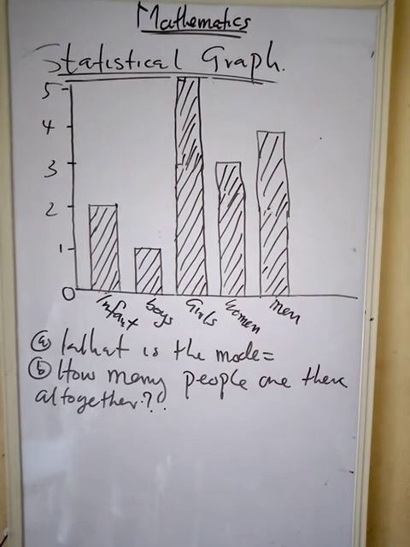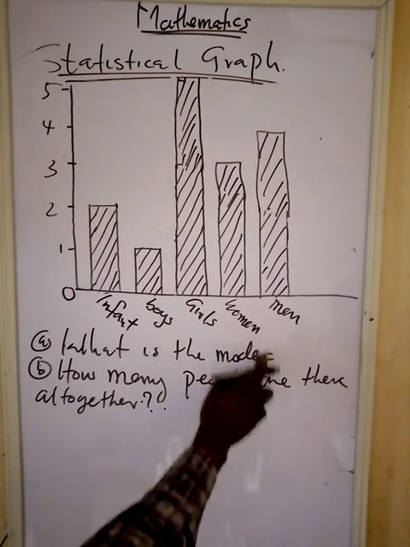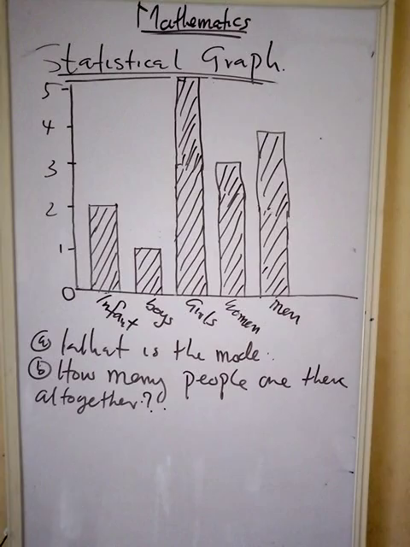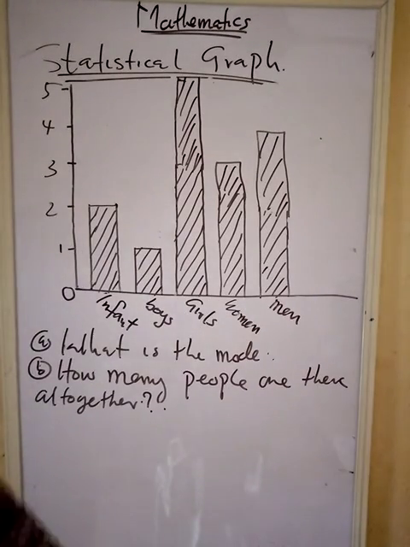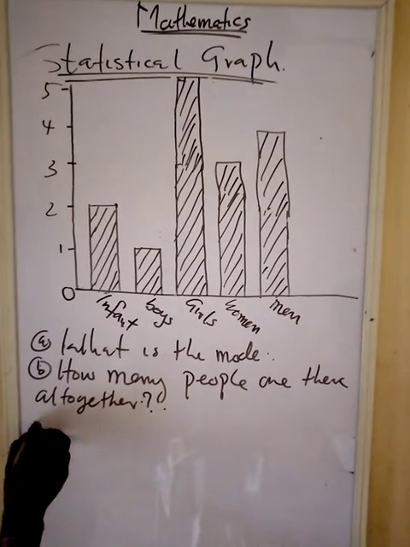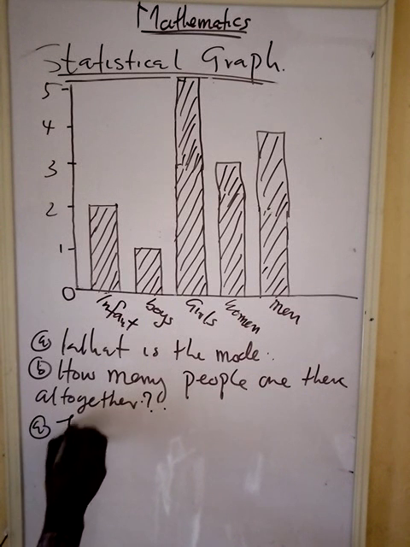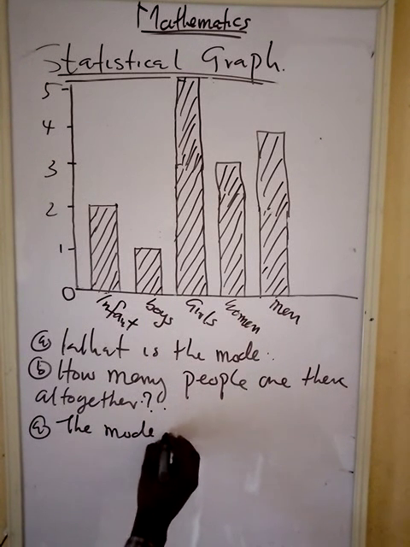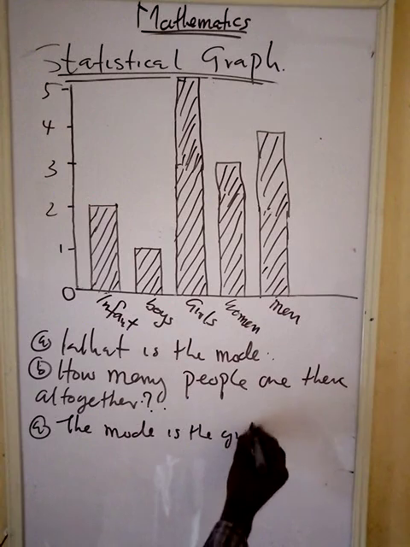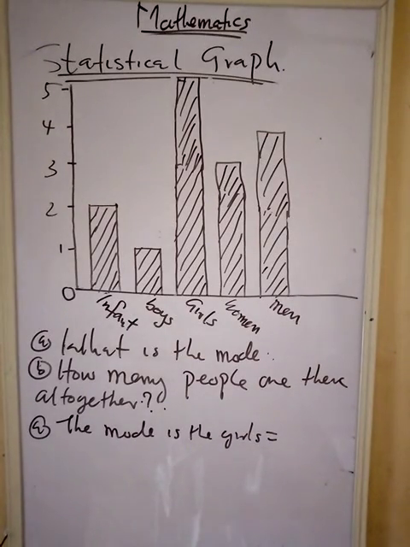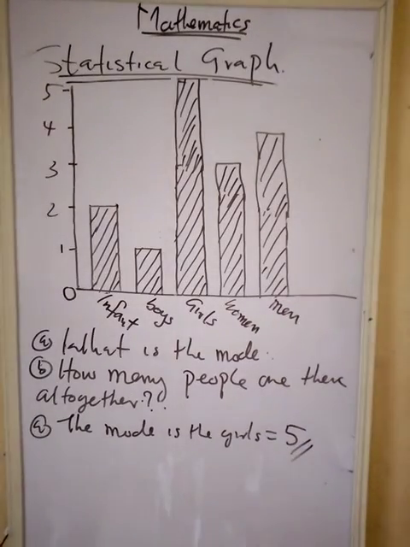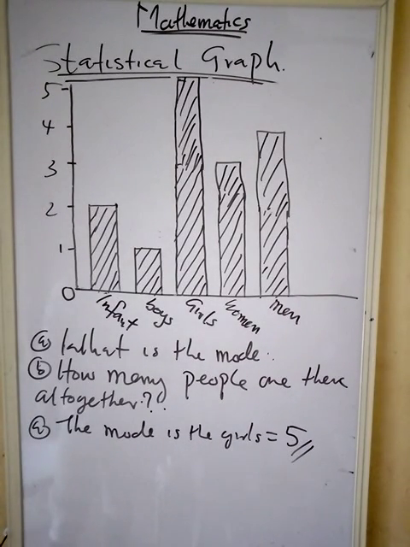As you can see in this graph, we now use it to answer two questions. From this graph, what is the mode? The mode will be the girls. Why? They have the highest frequency. Highest frequency of what? Of 5.